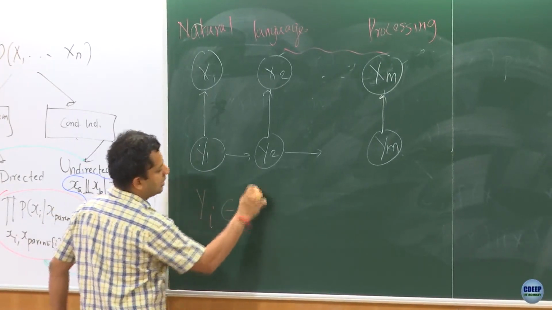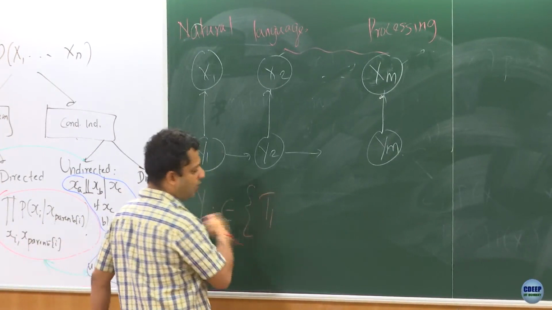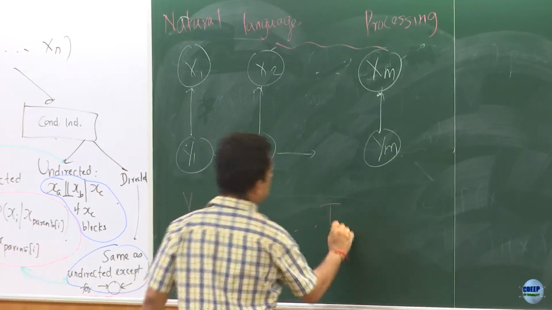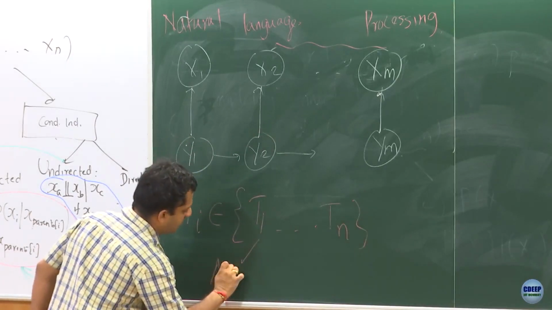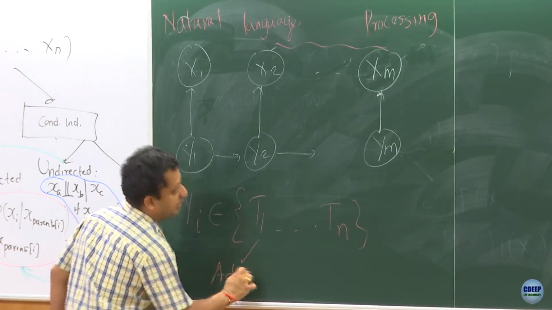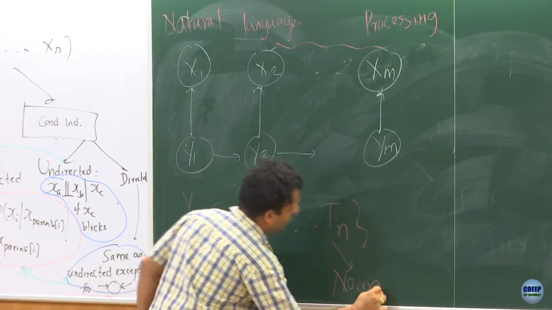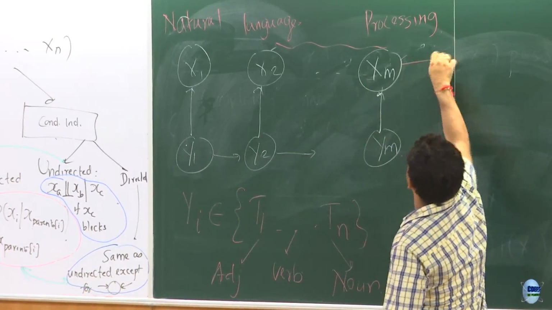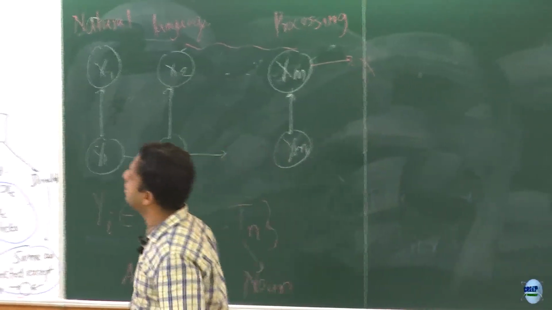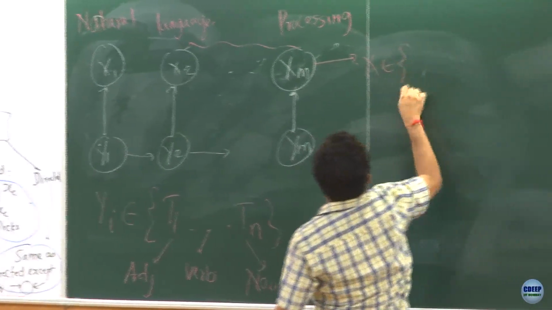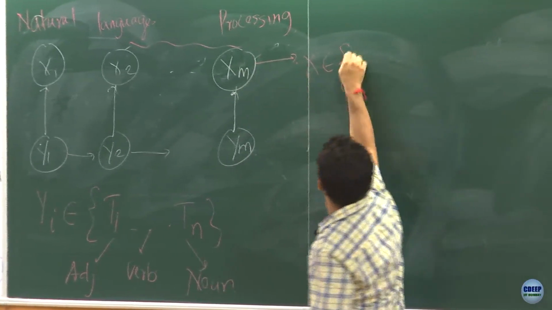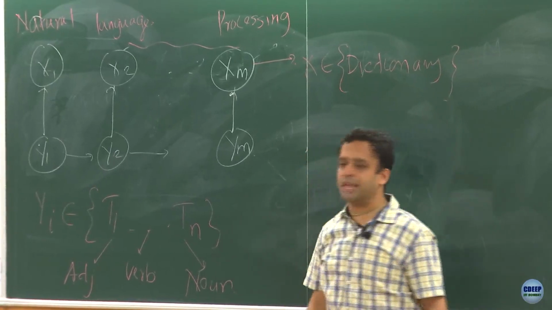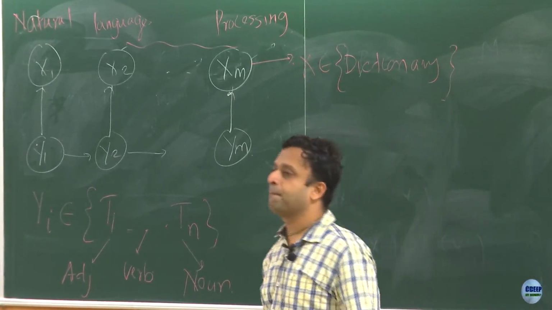So the y's, each yi could have one of these tag values t, n, and this could be an adjective, this could be a noun, something else could be a verb. The xi could be one of these words. So large vocabulary. So let us say a dictionary, your Oxford dictionary, your Cambridge dictionary, it will be very big.